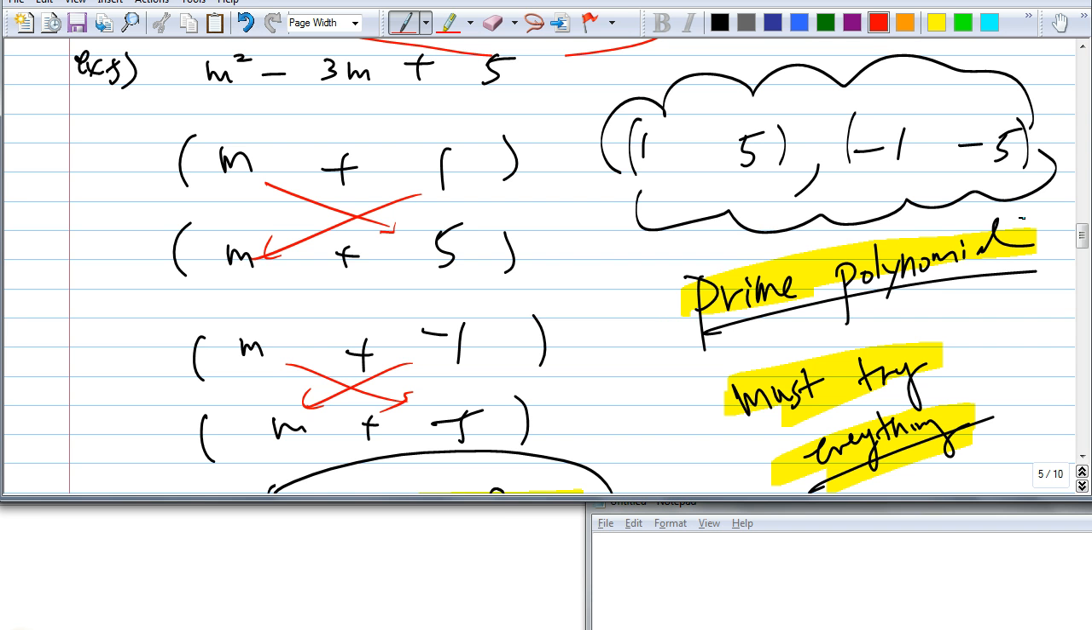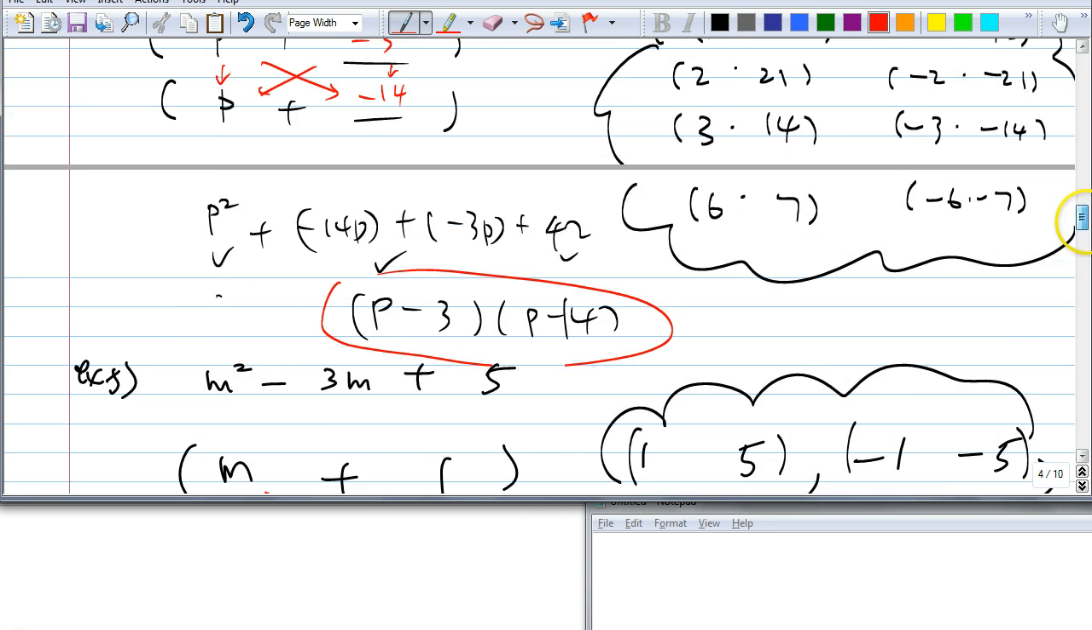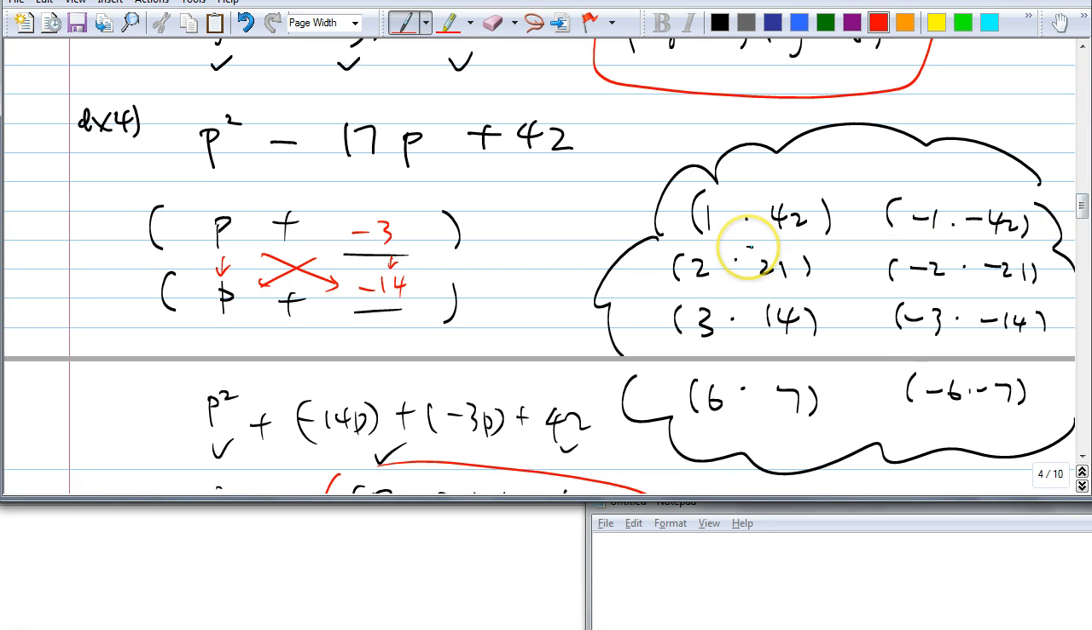But imagine if this number was not 5, but like the other one, like if it was like 42 or something. How many of these did you have to try? 6. No, you have to try 8 of these. Does that make sense? Right? But I mean, you don't have to really plug it in. You could sort of see, right?